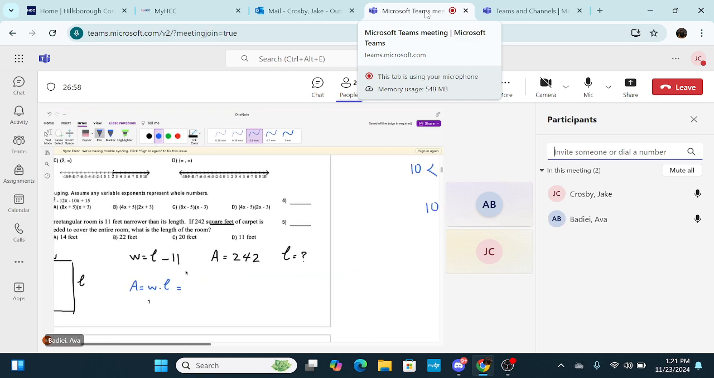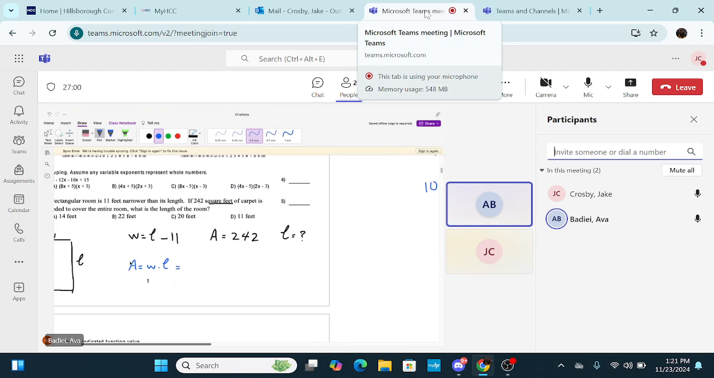I don't think we can do that in this formula. Plug in L minus 11 for W. That's it. So let's do L minus 11 for W times L. What is that equal to? L squared minus 11L. That's it. L squared minus 11L.